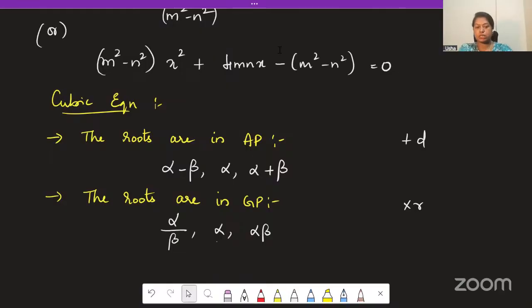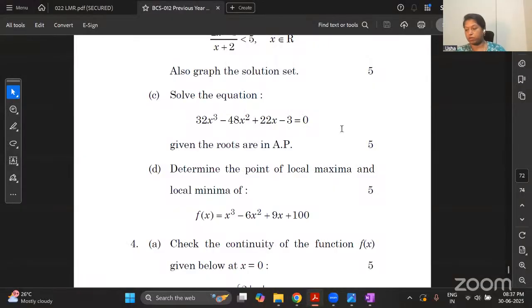Are the assumptions clear? We will proceed with solving if you are clear with the assumptions. You have to assume these are the roots. If they have given roots are in AP or roots are in GP, this is how you need to take. Then we can continue solving the problem.